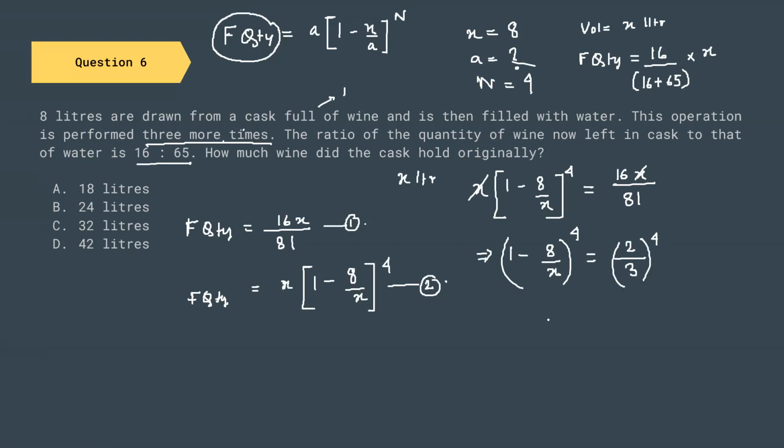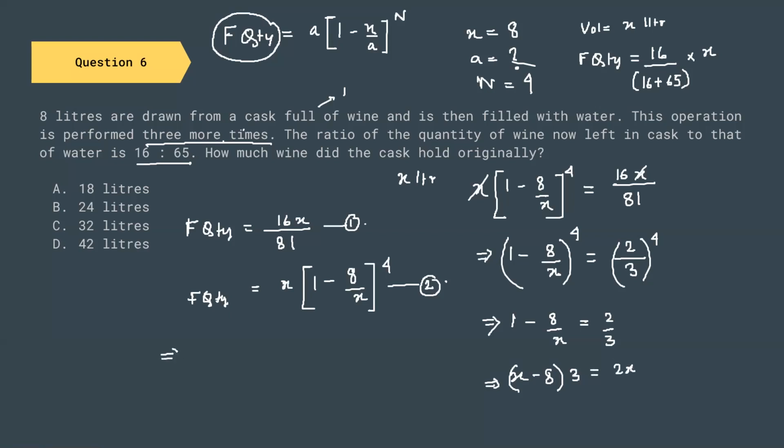Now that we have done with this, let us find the fourth root from both sides, and we will get 1 minus 8 by x is equal to 2 by 3. So once we find this, we will get x minus 8, times 3, is equal to 2x.